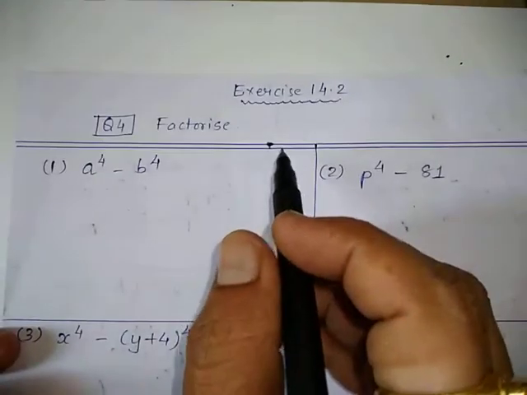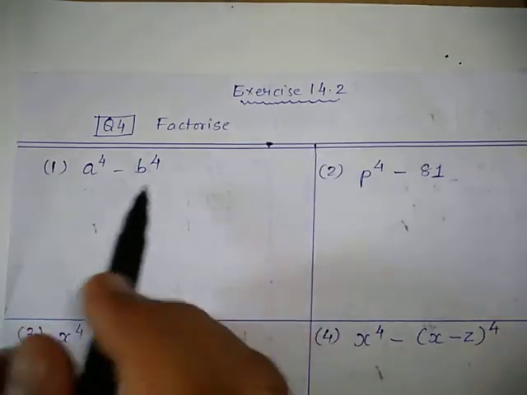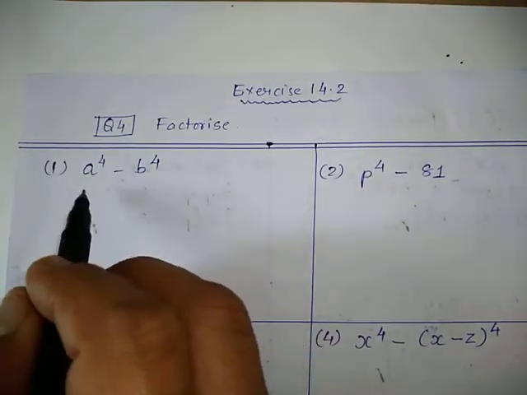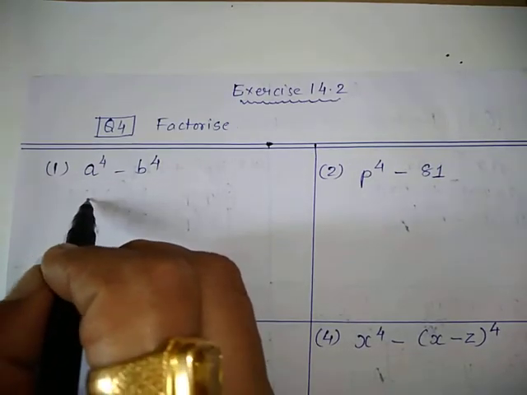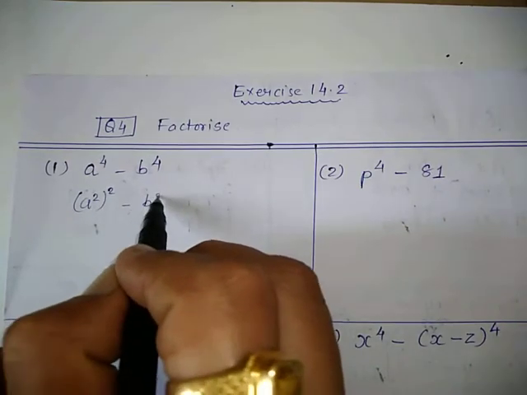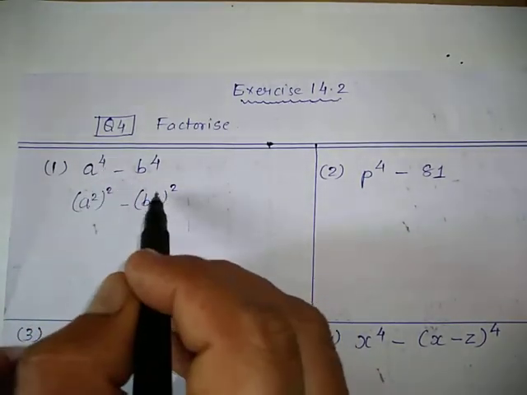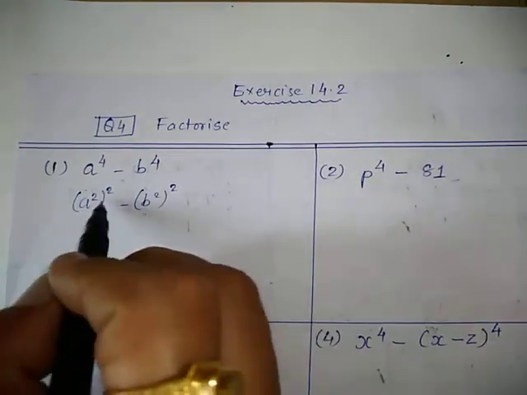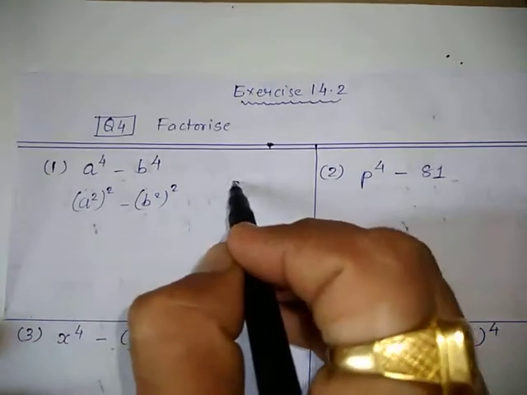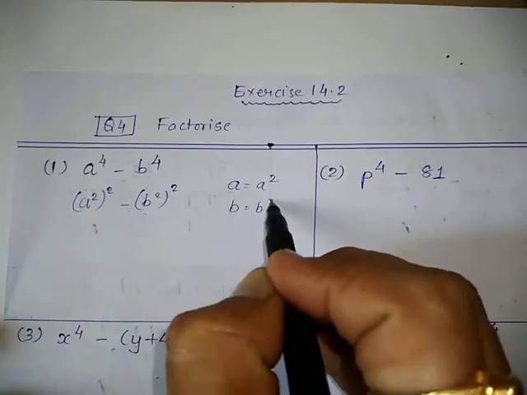Let's continue for question number 4 of exercise 14.2. Now a raised to 4 minus b raised to 4. So we can make it in the form a square to the whole square and b square to the whole square. So the value remains the same, square 2 to the 4 and 2 to the 4 power. Okay, now it has become in the form of a square and b square. So our a is equal to a square and b's value is b square.